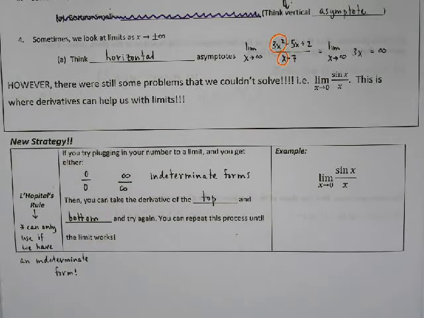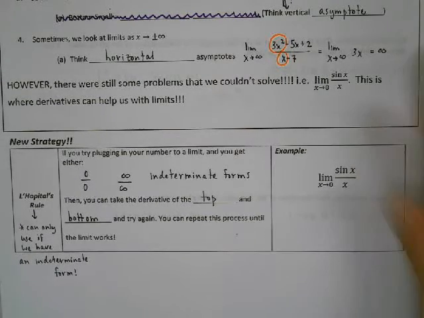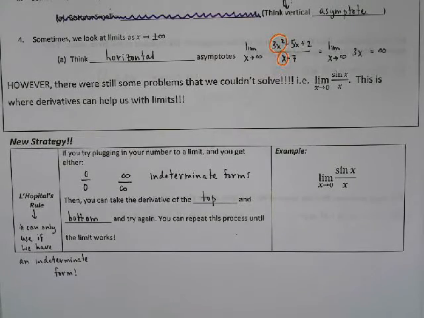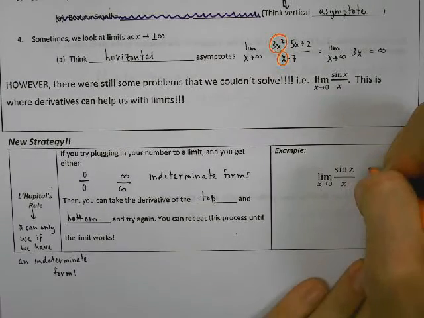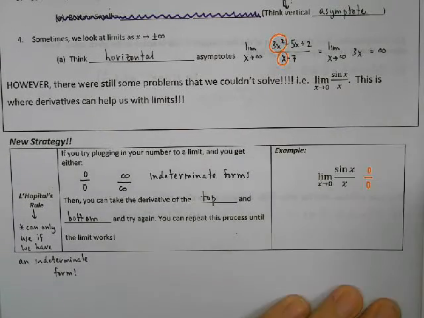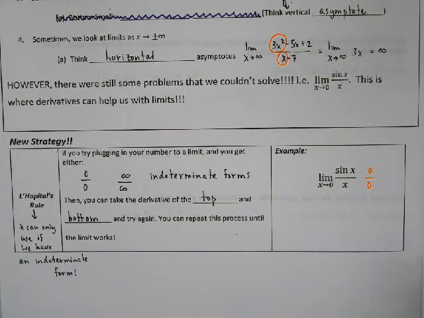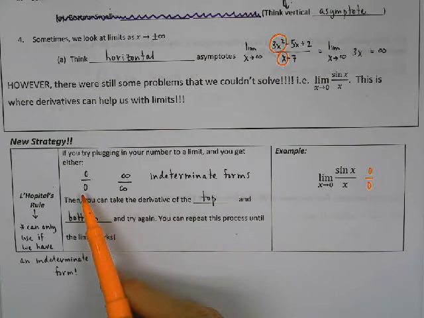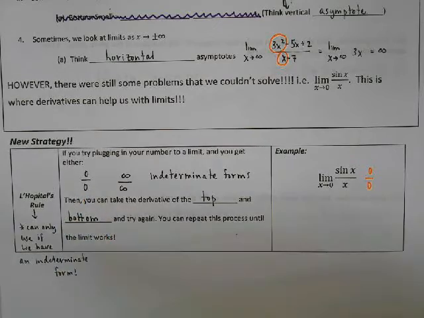So only if I try to plug in and I get 0 over 0 or infinity over infinity. So the first thing we always need to do is try plugging it in and see how it comes out. So let's look at this example. If I were to plug in 0, sine of 0 would give me 0. And obviously if I substitute 0 for x, I get 0 over 0. That is one of my indeterminate forms. So that says that I'm okay to go ahead and use L'Hopital's rule.